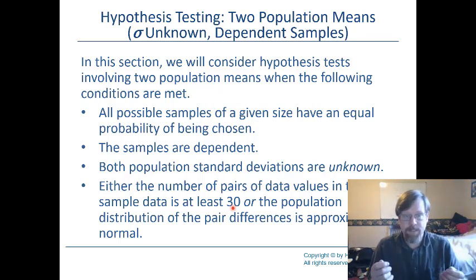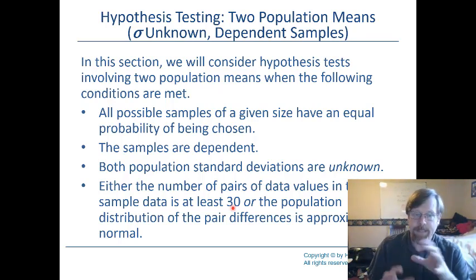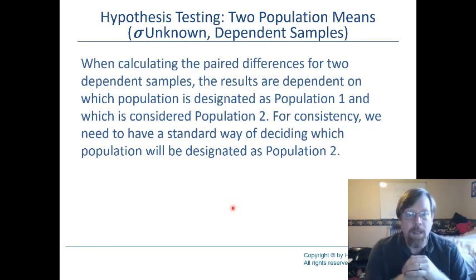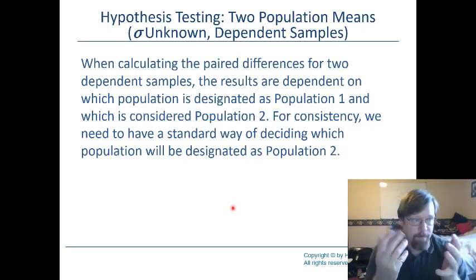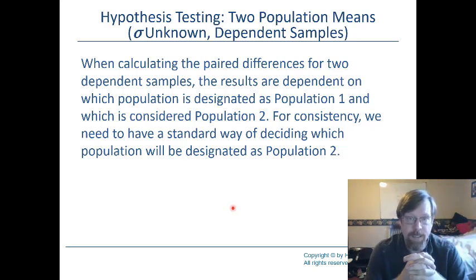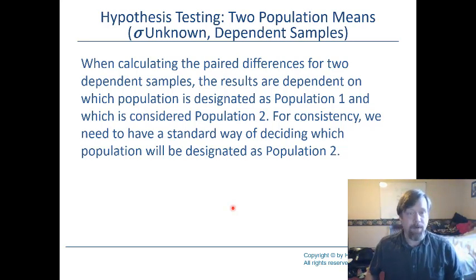We're looking at the differences now, not the individual values. So I'm not looking at pre-test scores and post-test scores. I'm looking at the change between the pre-test and the post-test. And that's my new data, is that change. So since we're looking at a change and order is important when we're doing subtractions, it's important to have a standard way of deciding what's population 2 and population 1 so that we get the order the same each time.